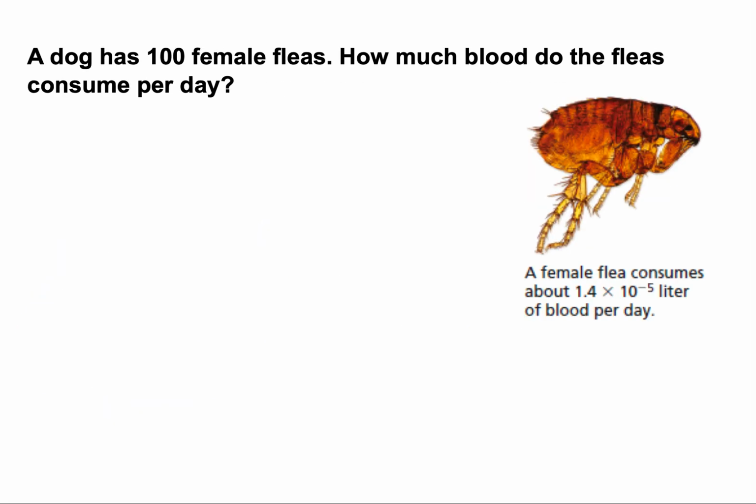All right, let's take a look at this next one. A dog has 100 female fleas. How much blood do the fleas consume per day? And then off to the side it says a female flea consumes about 1.4 times 10 to the negative 5th liter of blood per day. Okay, so we have 100 female fleas times the scientific notation. I'm going to put it in parentheses, 1.4 times 10 to the negative 5th.